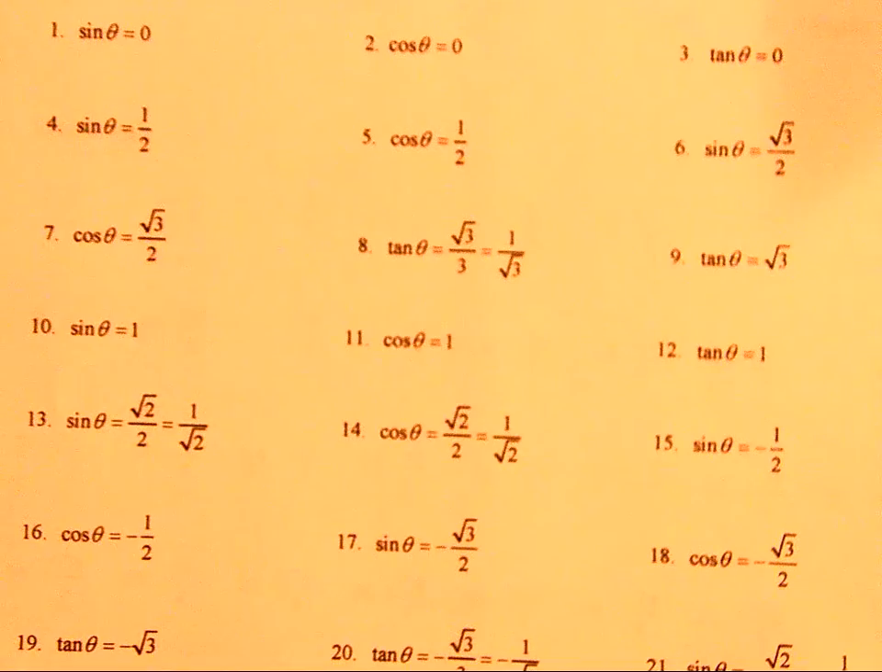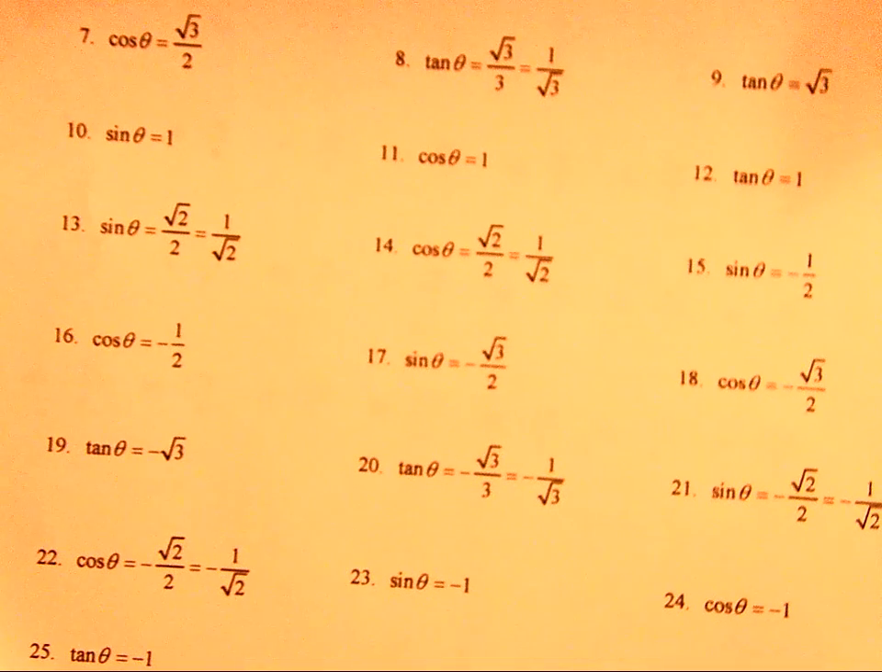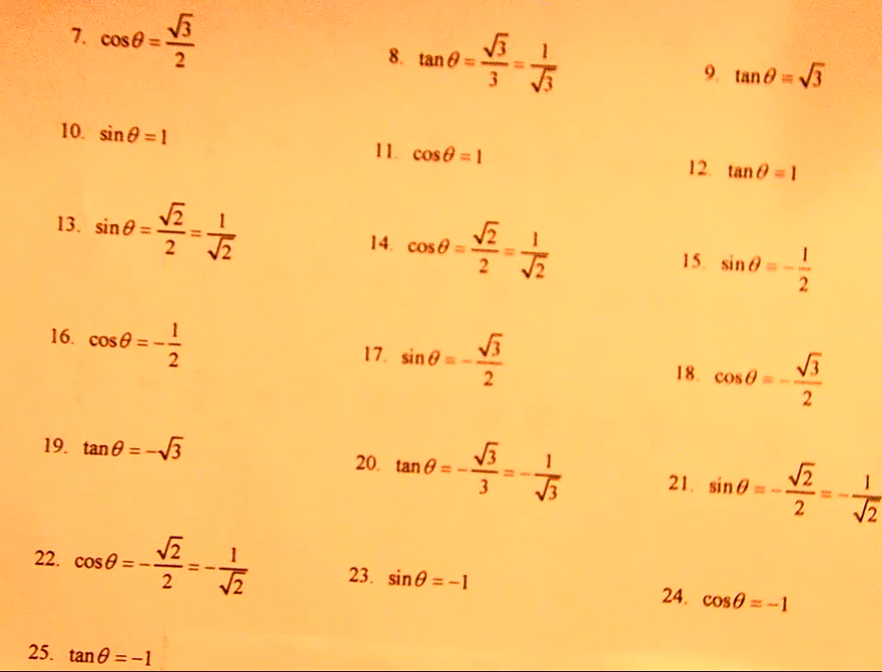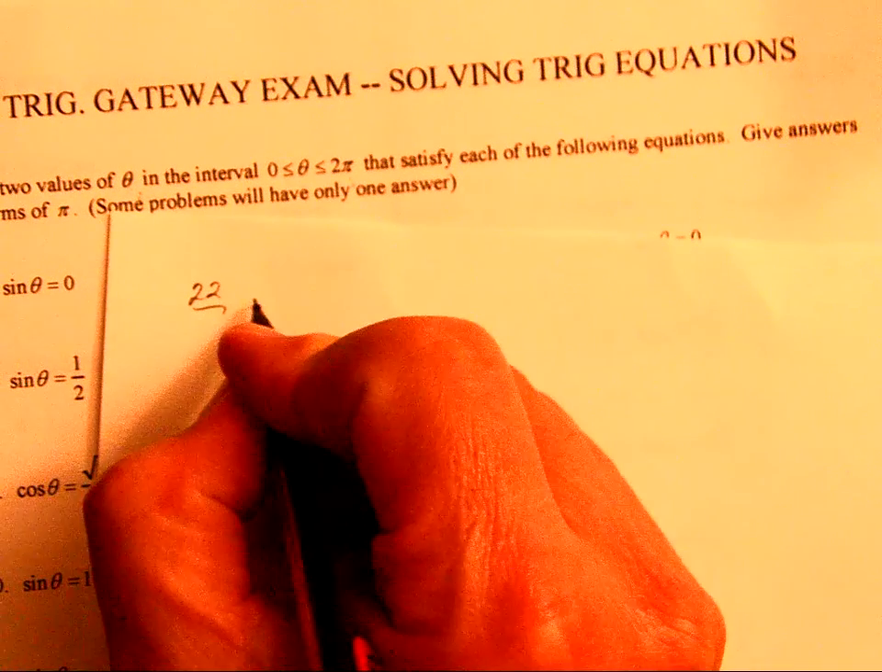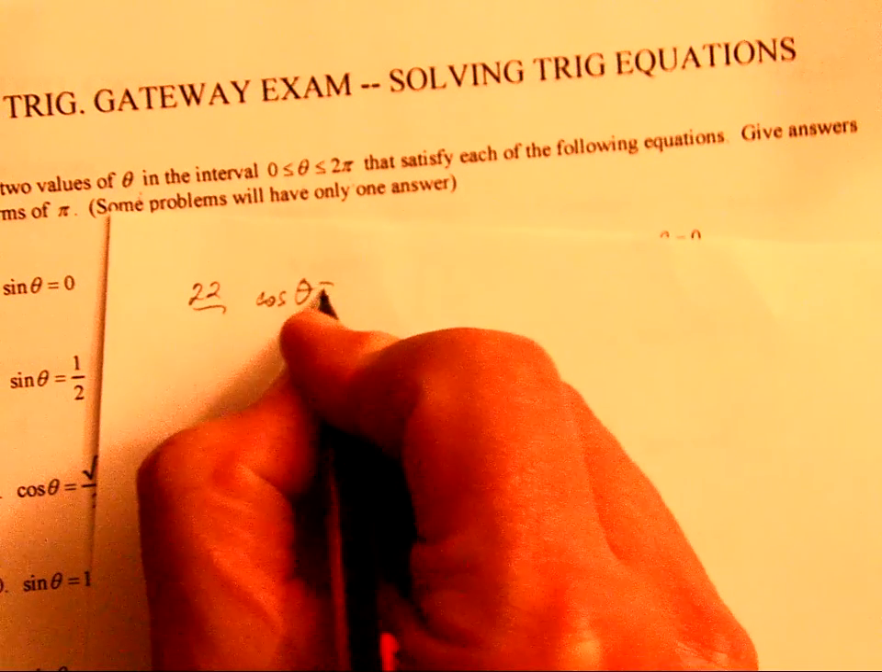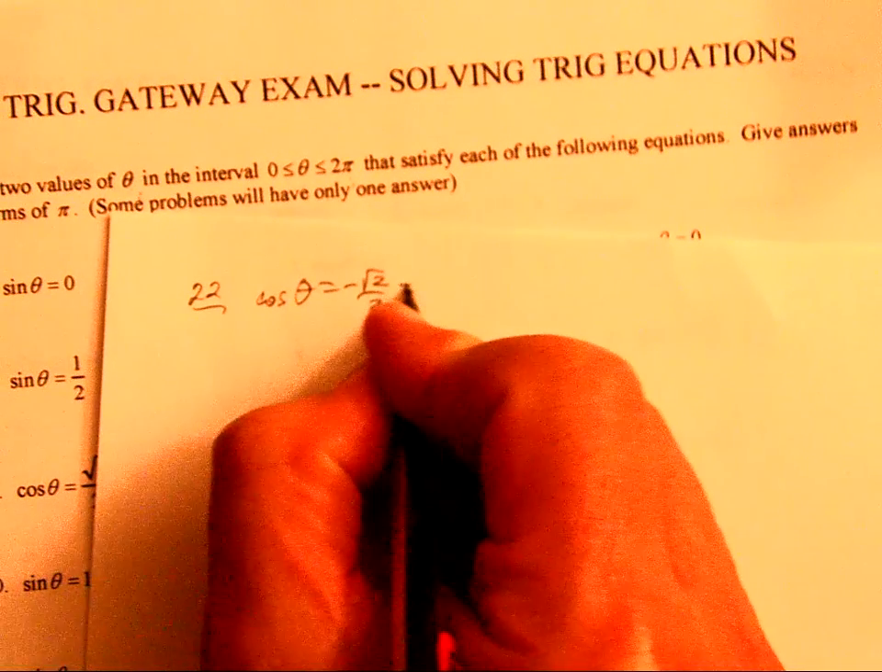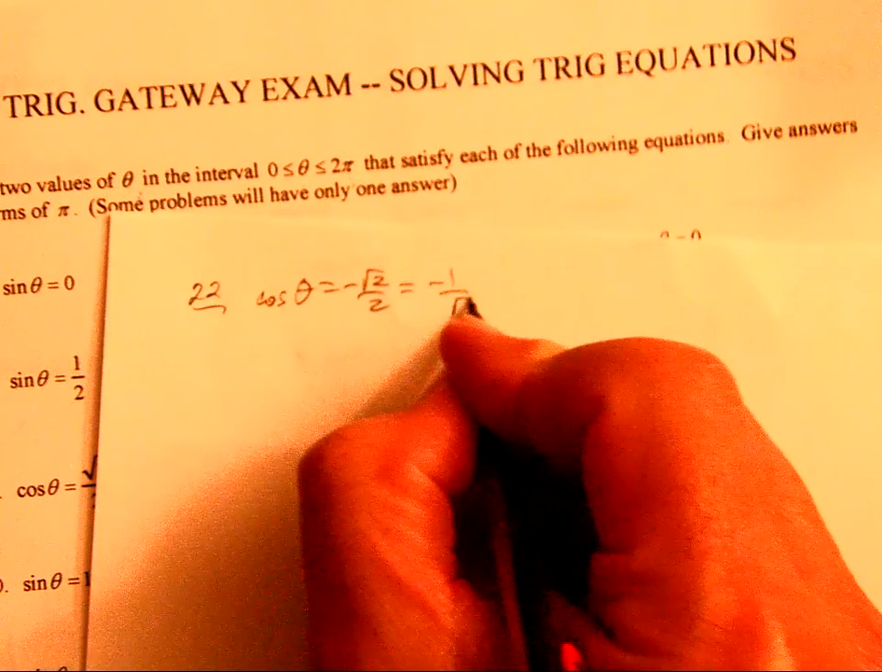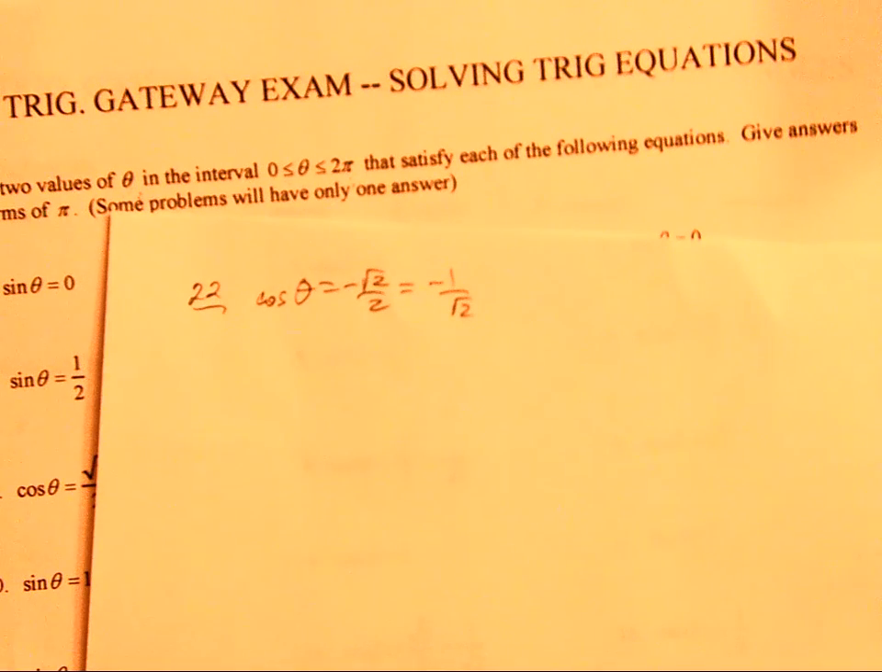So we look at the sheet. 22 is the cosine of theta is negative radical 2 over 2. I simplified it to negative 1 over radical 2, because that's probably what we're most comfortable with. So cosine of theta equals negative radical 2 over 2, which is the same as negative 1 over radical 2. All right, on these, we're going to follow these steps.